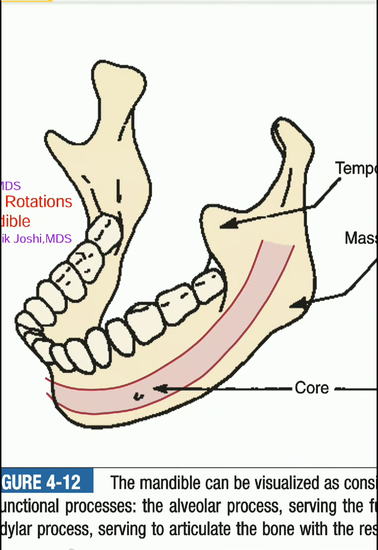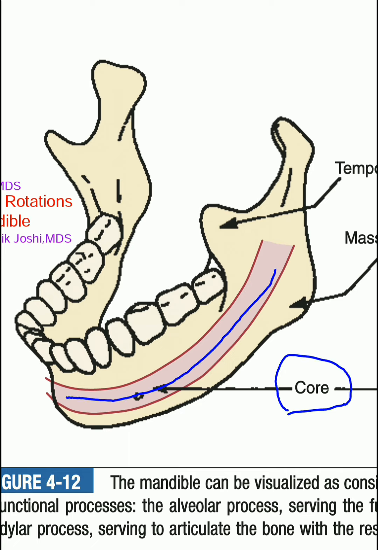But before we start that, let's understand some basic terminologies. One is the core of the mandible. The core of the mandible is nothing but the bone surrounding the inferior alveolar nerve region. This is the core of the mandible.